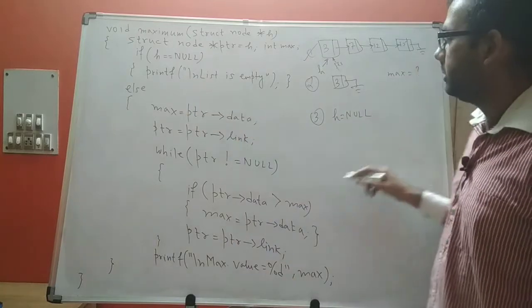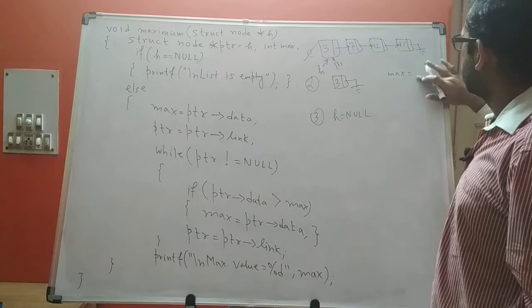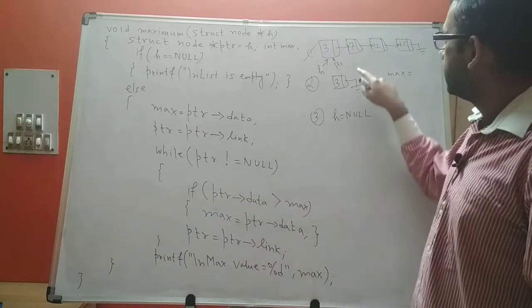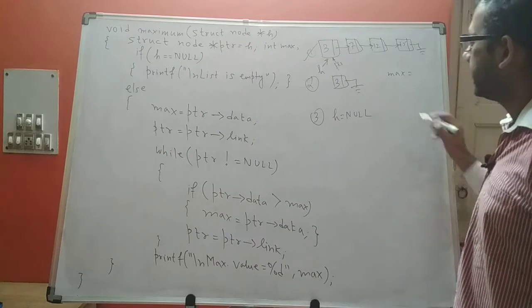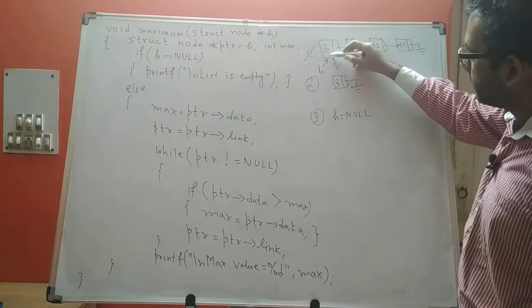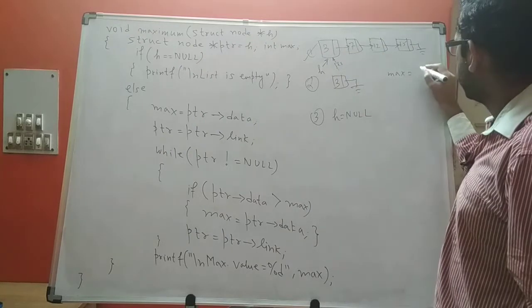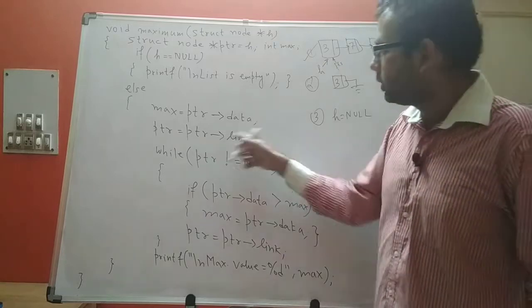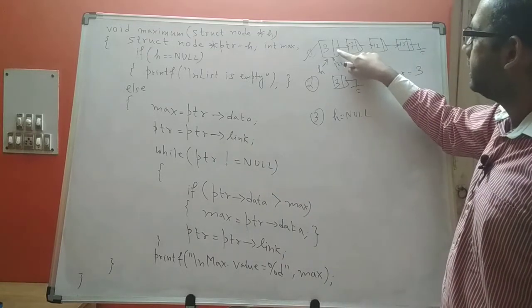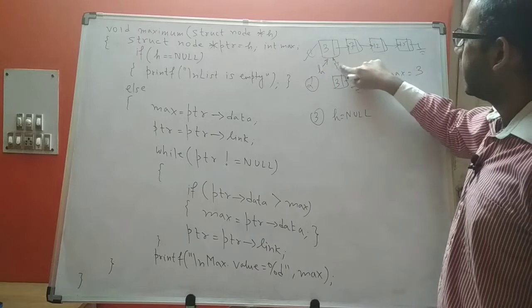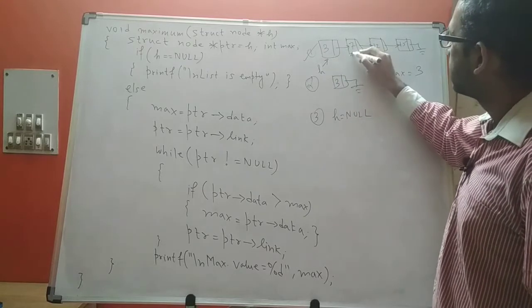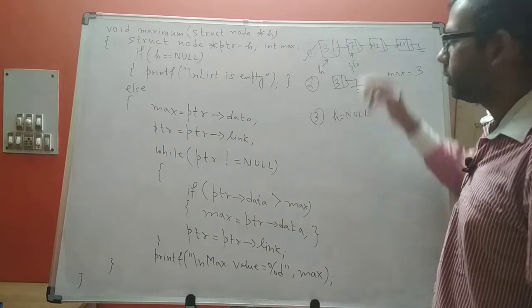Now the else part tells me max equal to ptr arrow data. So what is ptr arrow data? The data part of the node to which ptr is pointing. Ptr is pointing to this node, its data part is 3, so take that value and assign it to max. Now ptr equal to ptr arrow link. Ptr arrow link means the address of the next node, so I'll take ptr to this node. Now ptr is pointing to the next node.